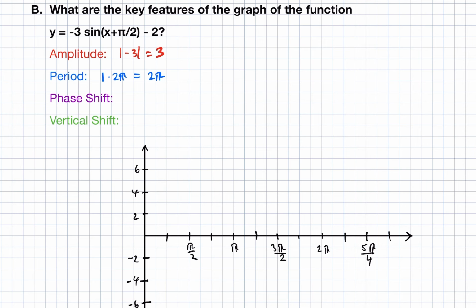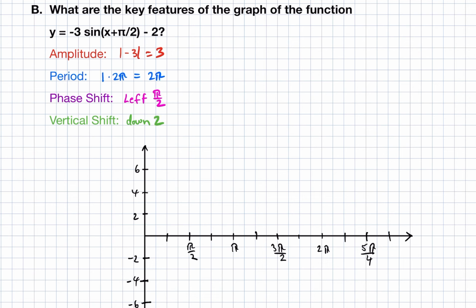Okay. My phase shift, we're going to look at what follows this plus sign. And we see that this is a positive pi over 2, so that means the phase shift is going to be left pi over 2. Okay. And then lastly, we're going to look at the vertical shift, which is this value here. And we see that that's a negative 2, so that means we're going to go down 2.